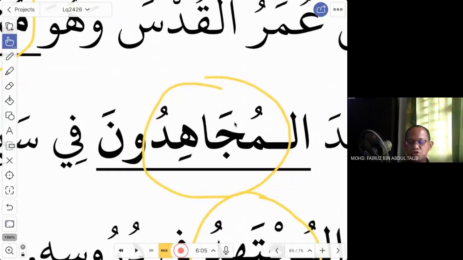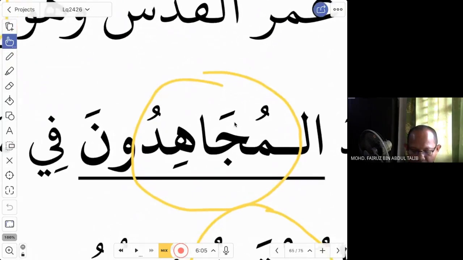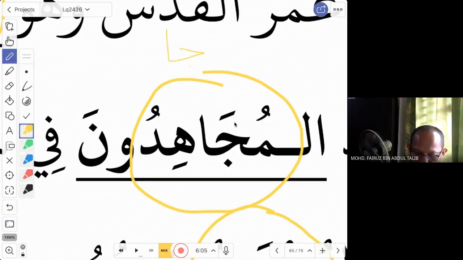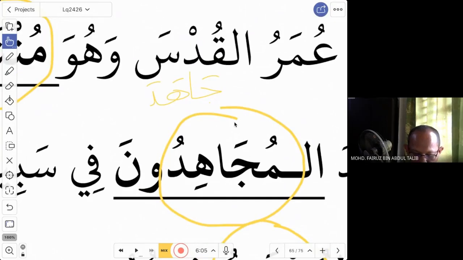The second word is mujahid. Mujahidun. We just take the word mujahid. This is a word that comes from the fi'il jahada. So it is not a 3-letter fi'il. This is a 4-letter fi'il. Jahada, jim, alif, ha, dal. Again, how do we change to isim fa'il? First, change to mudari. So what is the mudari for jahada? Anyone?